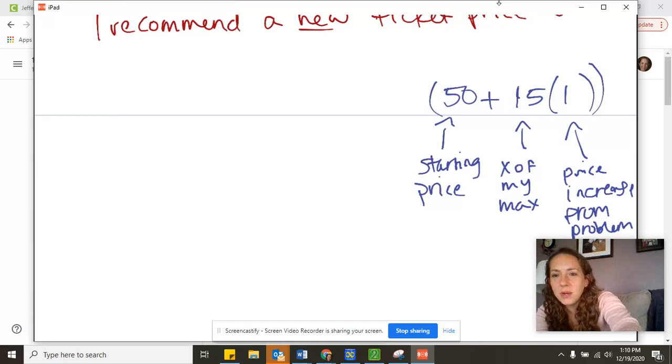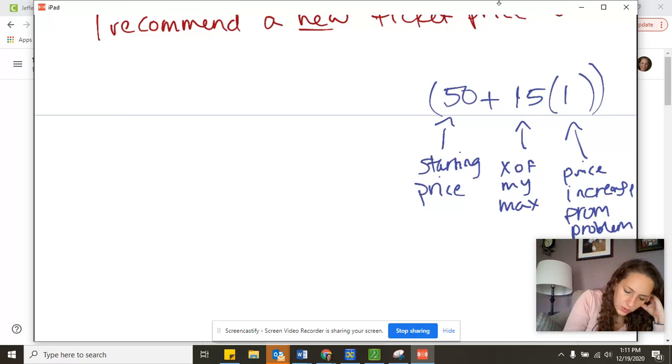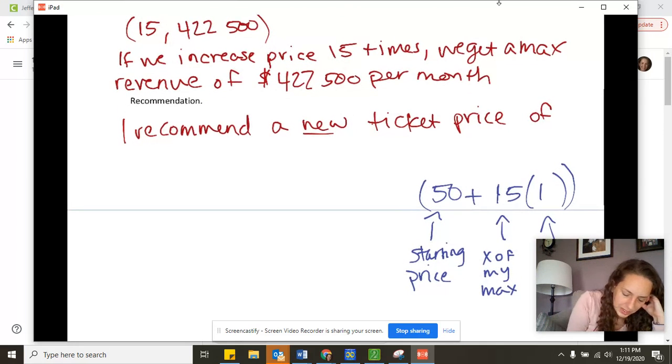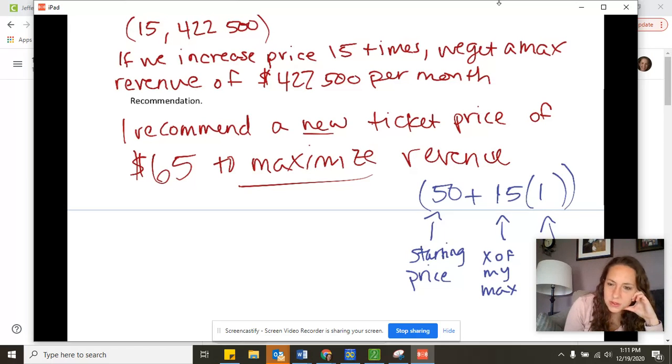So you take your starting price and then you add the x of your maximum, and multiply that by the price increase from the problem, like how much they said they were increasing the price each time. You multiply those together and add it to your original price, basically. So in this case, that will be 65. So I am going to recommend a ticket price of $65 to maximize the revenue, or you can say monthly revenue.